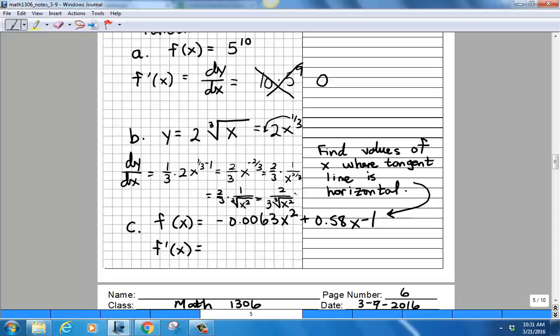Is that too many steps? That's too many steps? Really? Okay. Well, they're going to all have about that many steps in them, so you've got to get used to it. So dealing with negative exponents just means invert, and converting fractional exponents to radicals, you've got to get used to doing that. That's easy to do, though. Okay. Great.